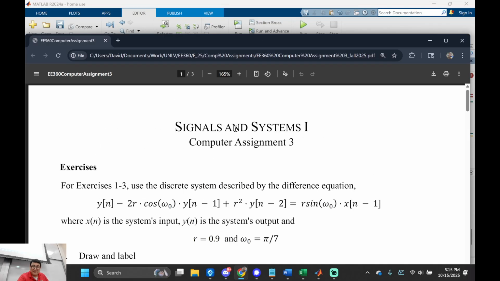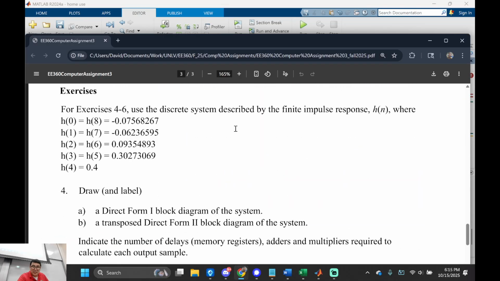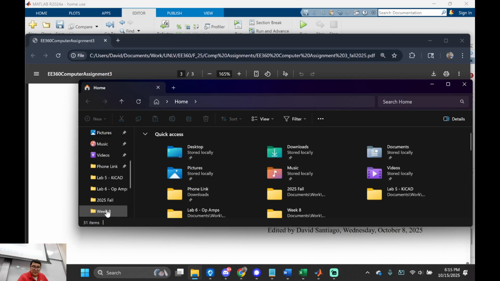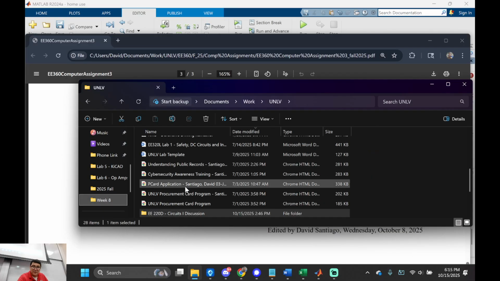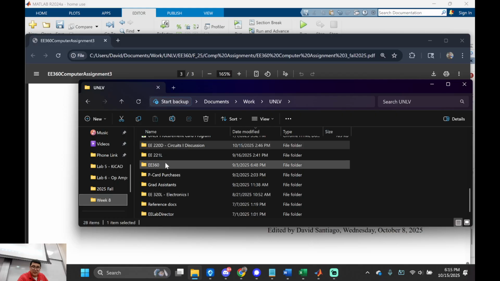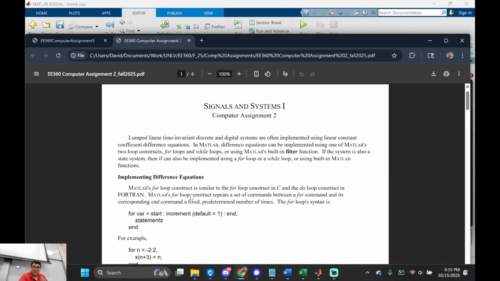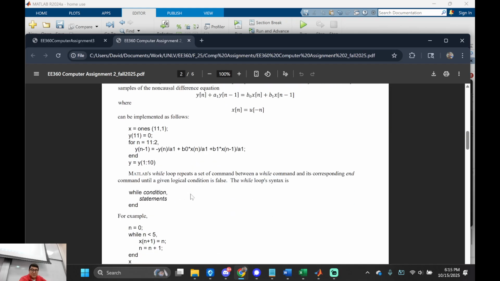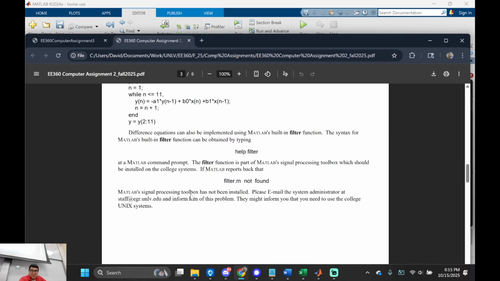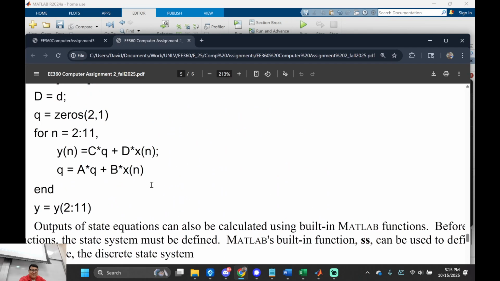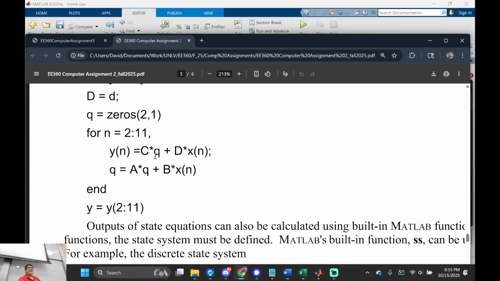Let me see. Where is that? Let's go to our previous, not that one. UNLV, 360, F25, computer assignments, computer assignment 2. Where is that part? Look at that. Am I cheating, y'all? No?